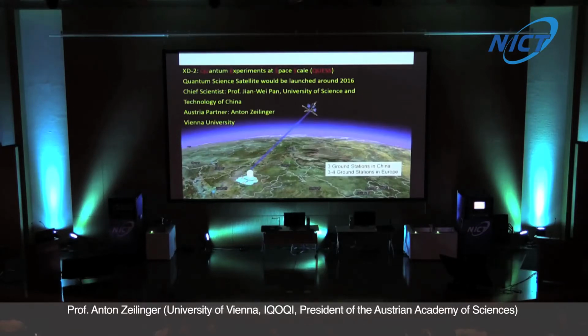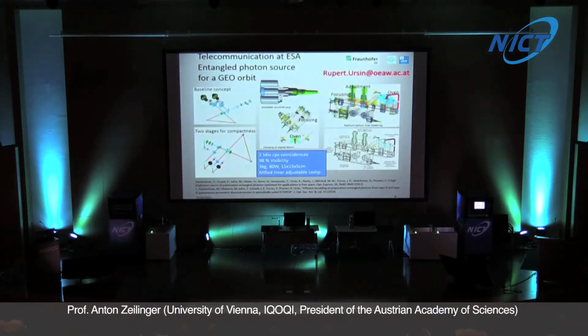The chief scientist, as I mentioned, is Jianwei Pan at the University of Science and Technology of China. There will be three ground stations in China, and there will be 3 to 4 ground stations in Europe operated by us at various different places. The status is that we know now that the quantum satellite hardware and the ground station hardware are able to talk to each other, and the launching should be early, in the first half of 2016, and first data will then be available rather soon.